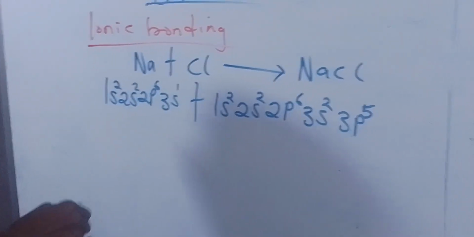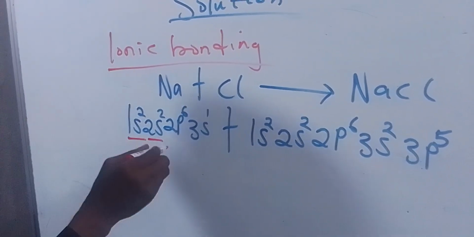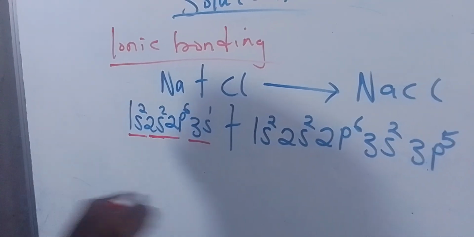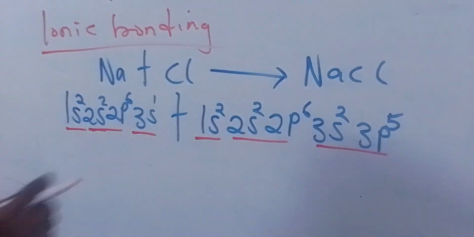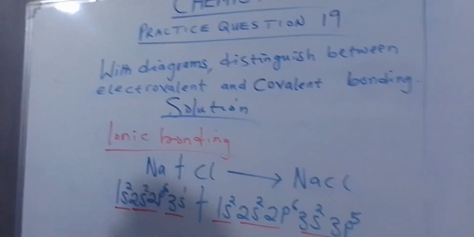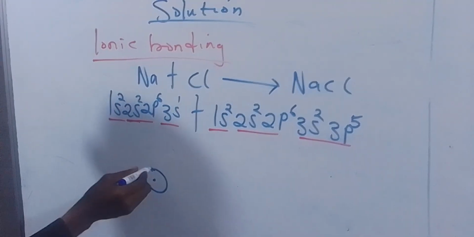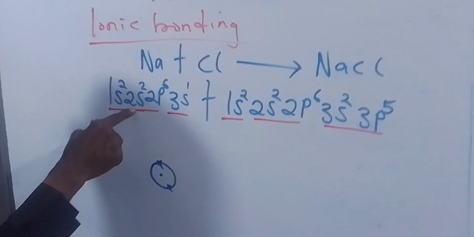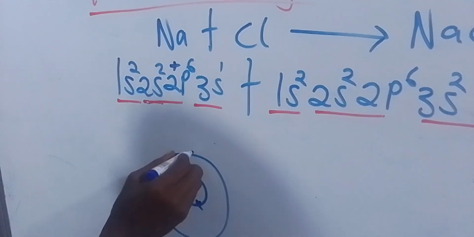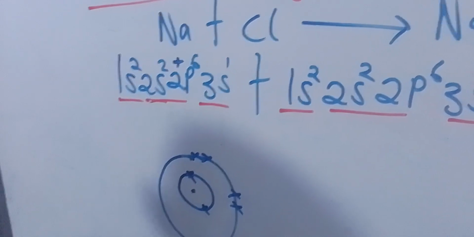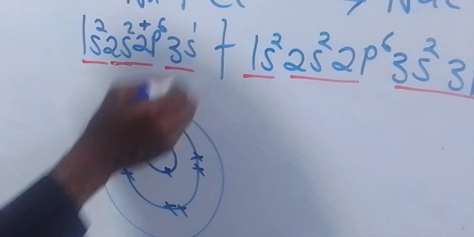Now, if we take a look at what we have here, 1 means the first shell, 2 means the second shell, and 3 the third shell. Here we have the first shell, second shell, and third shell. So if you take a look at the electronic configuration of sodium, the first shell takes 1s2, 2 electrons. Second shell, 2s2, 2p6, if you add it, 8. So the second shell takes 8 electrons. And when we get to the third shell, we just have 3s1, 1.